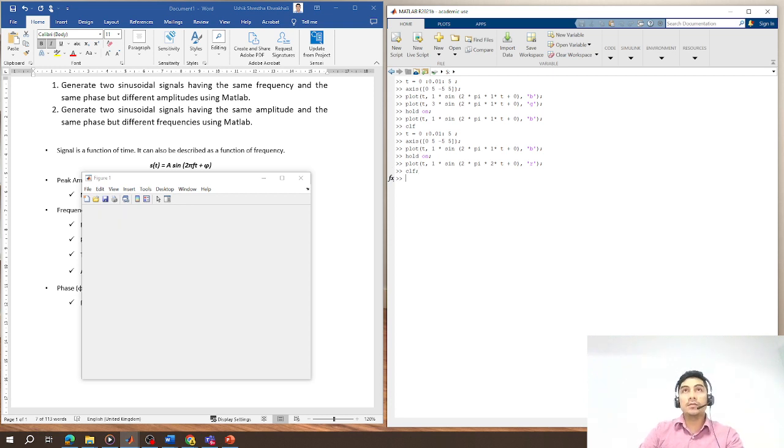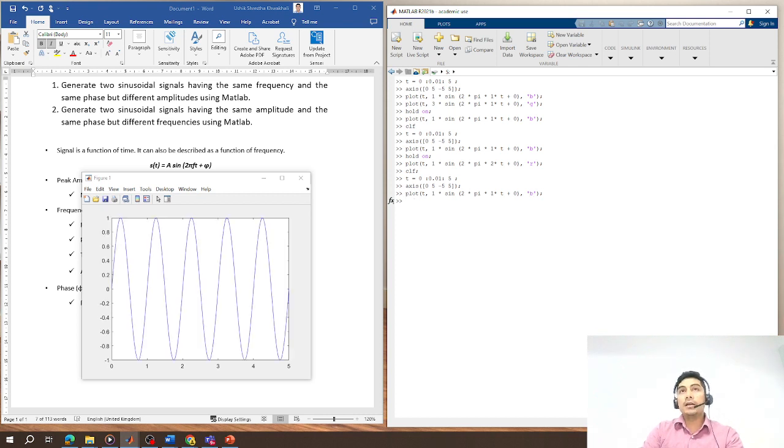Also, we can have signals with different phases as well. For that, let's again define the time and then the axis. And then let's take one of the signals. Let's say the first signal has 0 phase. Now we want to have two signals in the same figure, so we use the hold on function. And then we define another signal having the same amplitude, same frequency, but different phase. Let's say the phase is 90°, and let's say this is in the green color.